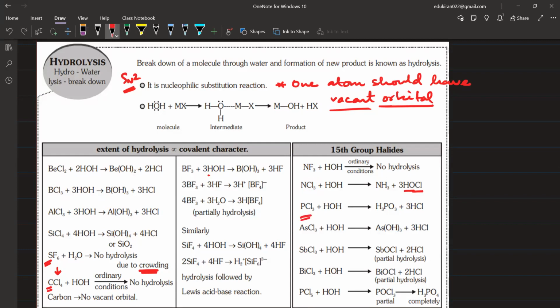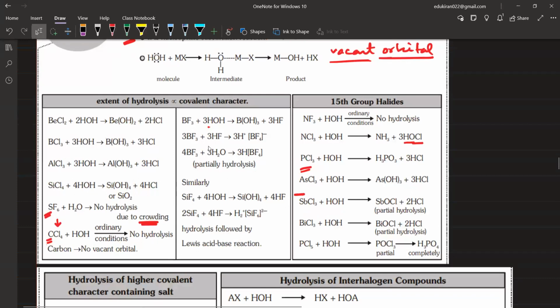Then in the case of PCl3, अब यहाँ पे चेंज आ चुका है. Here phosphorus has 3D orbitals which are vacant, that is why OH is attaching on phosphorus. और बाकी सारे केसेस में भी आप देख सकते हैं कि वही हो रहा है, ठीक है. So please see all of these cases. Then you have these cases when you have bismuth, PCl5 and antimony. In these cases, because of partial hydrolysis, you are going to get SbOCl, BiOCl and POCl3, ठीक है. Please write this down.